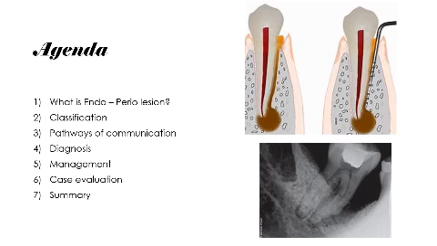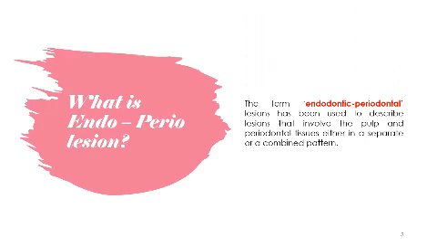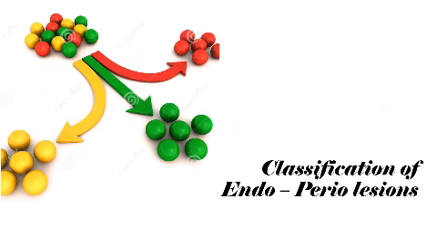So, the agenda of this presentation: I'll be talking about what is endoperio lesion, its classification, pathways of communication, diagnosis, management, and case evaluation. So, what is endoperio lesion? As we all know, it is the endodontic periodontal lesion that involves both the endodontium as well as the periodontal tissue, and it can involve them either separately or in a combined manner.